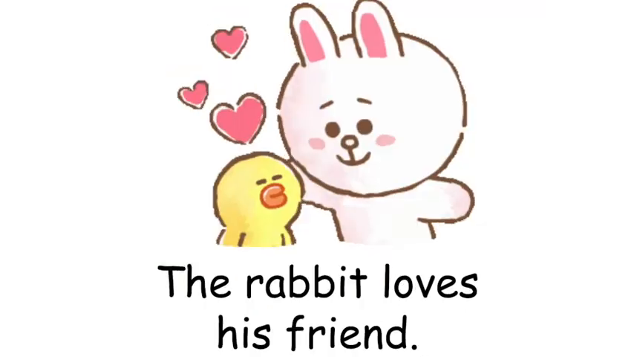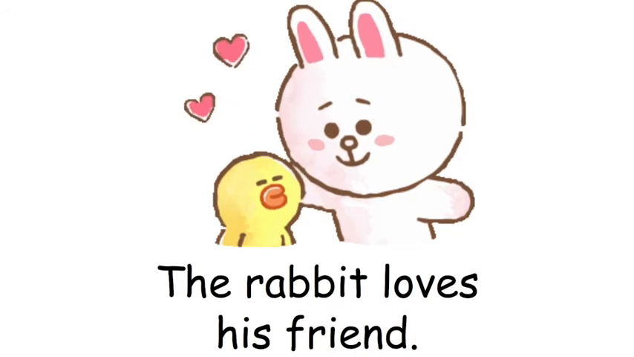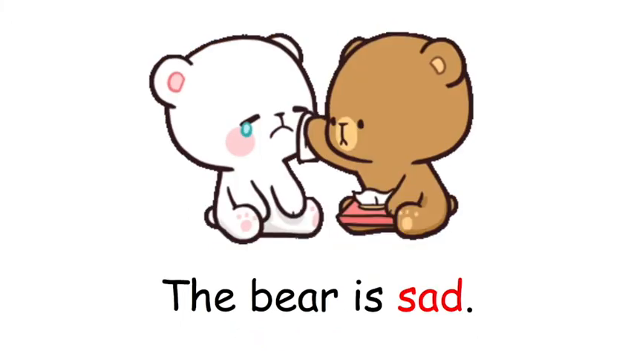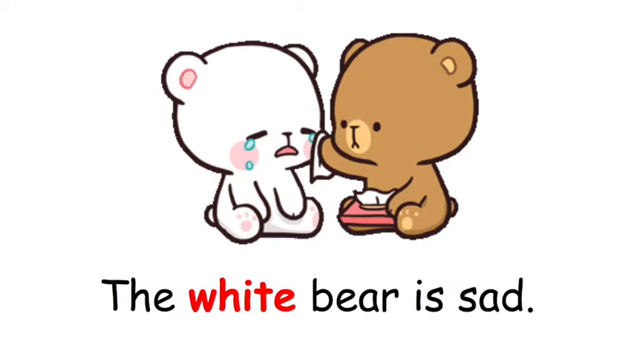Another example. The rabbit loves his friend. This is a good sentence, but we can also add some adjectives to make the sentence a little better. The rabbit loves his little friend. We talk about the size of his friend, little. The bear is sad. Well, which bear? There are two bears. The white bear is sad. We add the color of the bear to say more about who is sad.